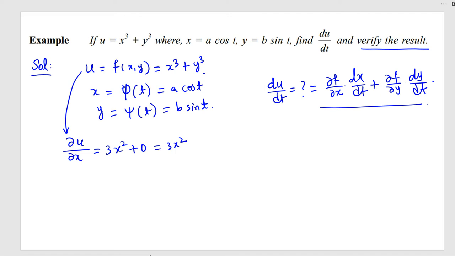How about del u del y? Because we need to find out. In fact, not u, this is f, because our function is given as f. Okay.